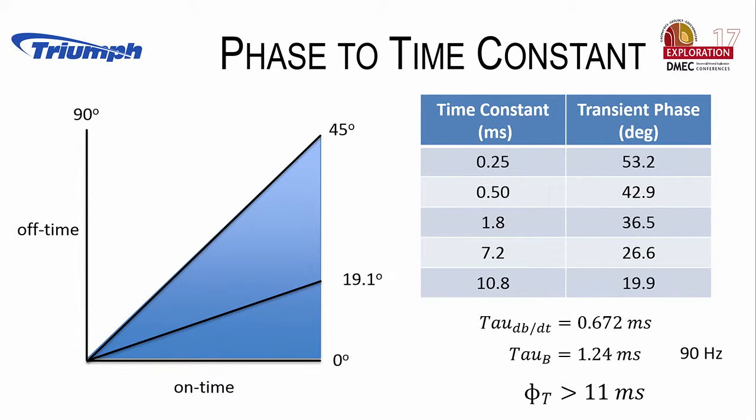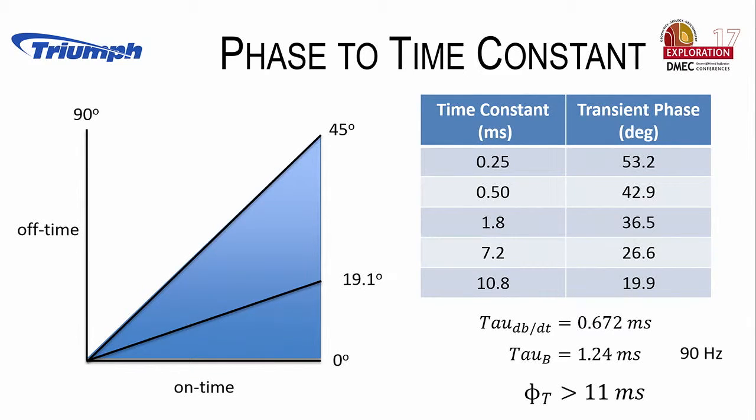So what does that mean? Well, if you have a conductor that is decaying where the time constant is much shorter than the transmitter on time, you will have an equal amount of response in the on time and the off time. So you'll never exceed 45 degrees of the transient phase. Here we measured 19.1 degrees transient phase.